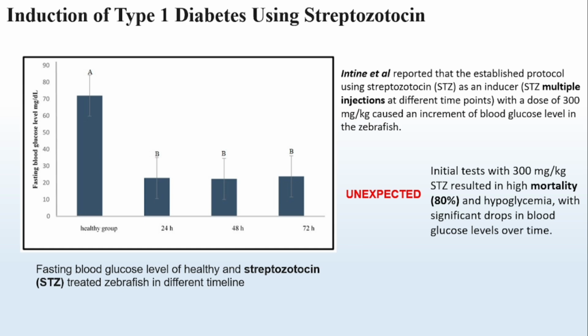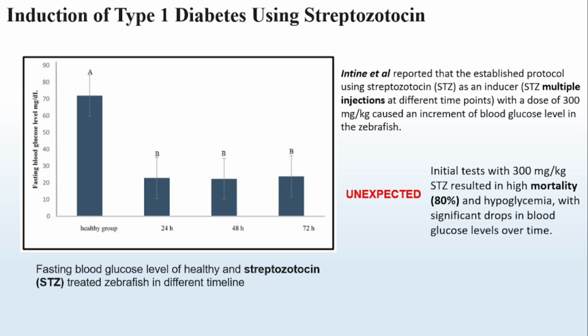And for using the STZ, this paper first followed the previous protocol from a previous study, which reported that STZ at 300 milligram per kilogram induced hyperglycemia in zebrafish with low mortality, with multiple injections of the STZ. But when this paper followed that protocol with the same doses, an unexpected result happened.